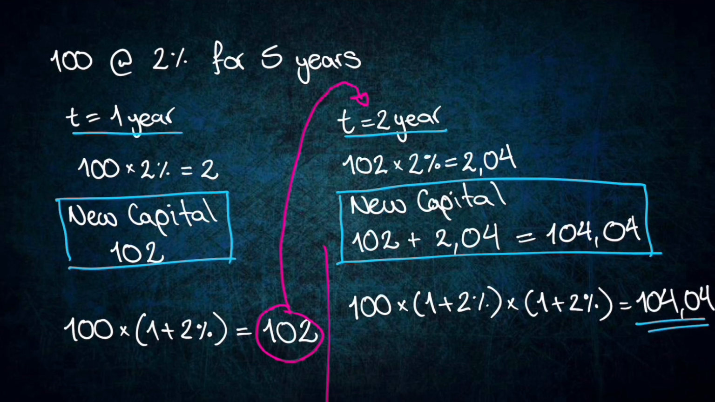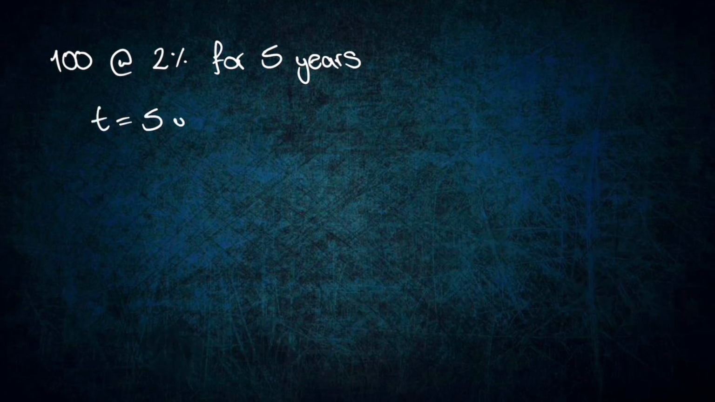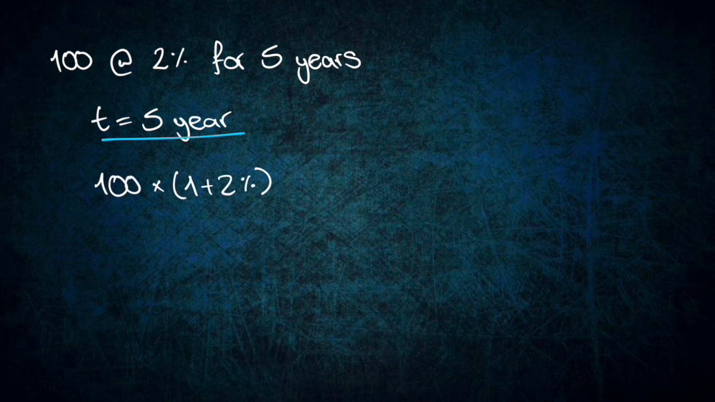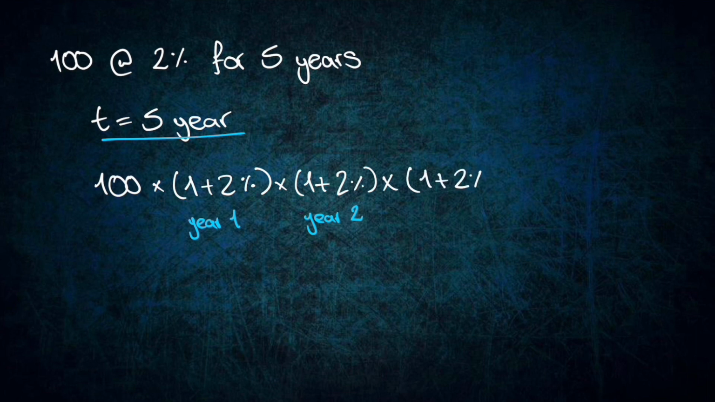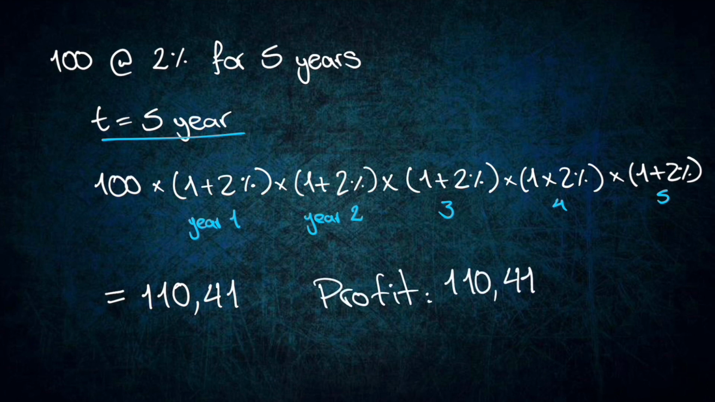104.04. If we write the formula for the capital that we will have at the end of the fifth year, we will have the following. So each of these 2% corresponds to the expected return on each year, approximately 110.41 euros. That means we have a profit of 10 euros 41 cents.